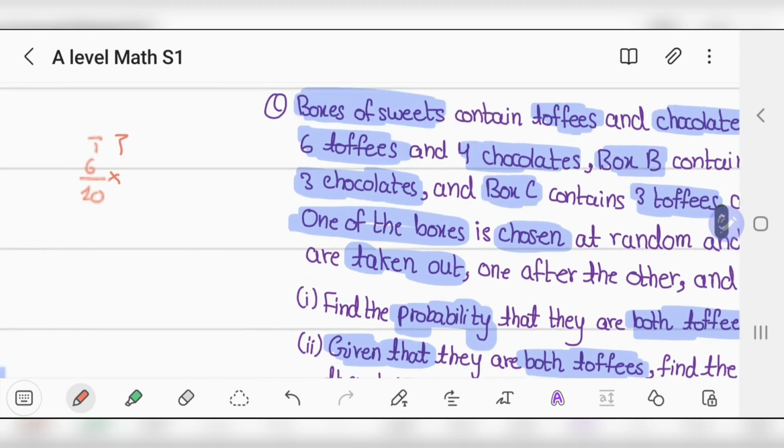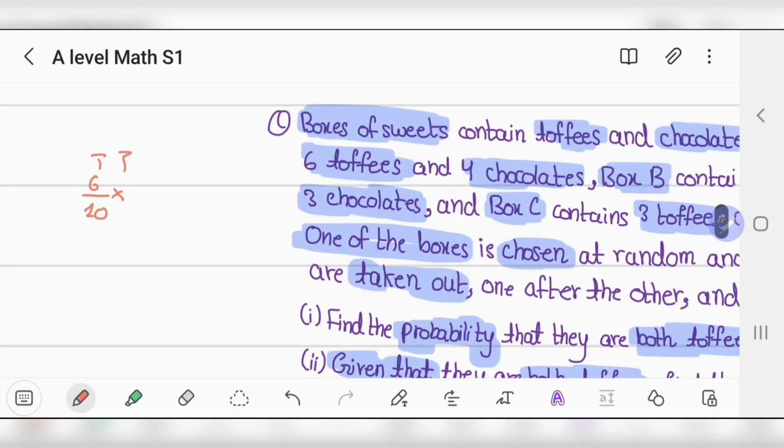Now there are 2 things you need to understand: with replacement and without replacement. With replacement means you have taken it out and then you replaced it, right? Without replacement means you have taken it out and eaten it and you didn't replace it, which means there's a deduction of 1 in the total. For example, there are 10 sweets and you have taken one out and eaten it without replacement, so the total would be 9, not 10.